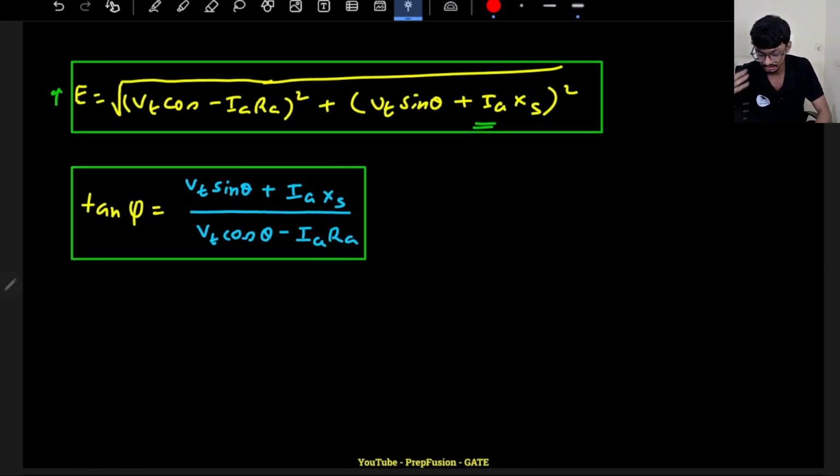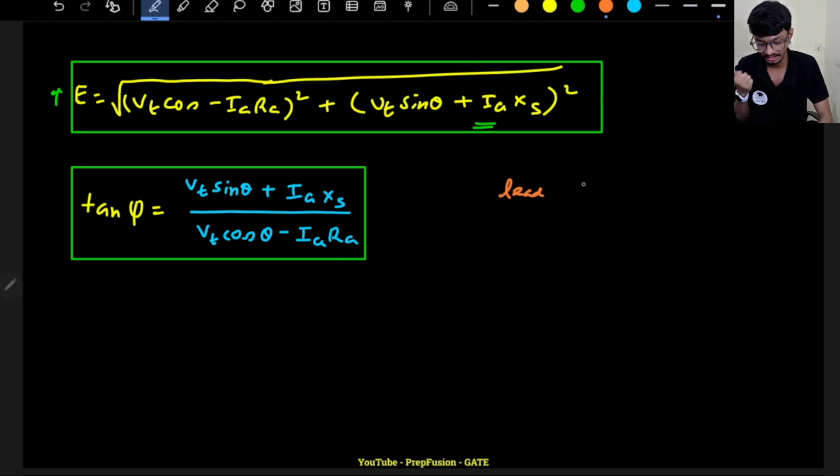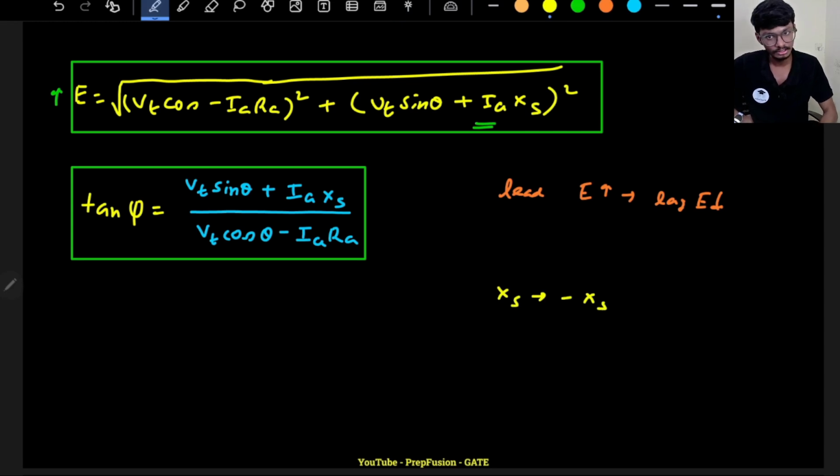How can you understand intuitively? As it is operating at leading power factor, that means more flux is getting generated. That's why the excitation E will be higher for the leading case compared to the lagging case. How to remember the formula, that also I have explained. Very simple, just replace X_s with minus X_s, everything will be sorted.